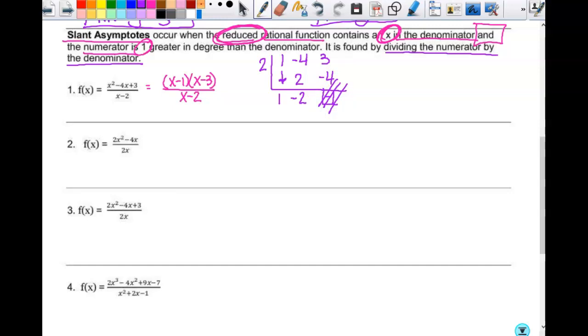Monday, we'll talk about why we ignore it, because it is important in some cases, but not when it's a slant asymptote. Okay? No matter what it is, you ignore it. So your slant asymptote then is what this function is: y equals x minus 2. That's it. It's not bad.